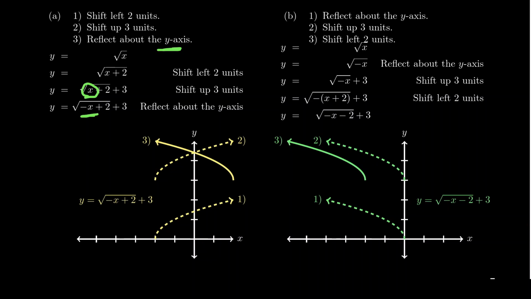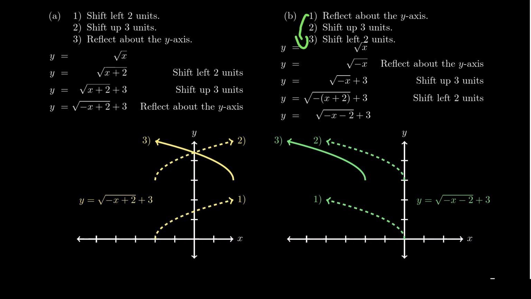And so the final form after all 3 of these transformations is the square root of negative x plus 2, plus 3. Now the plus 2 is inside the square root, the plus 3 is outside the square root, thus they affect the graph differently. Then this solid yellow graph right here is the graph of that function if we do those 3 transformations. On the other hand, what if we switch the order of these operations?